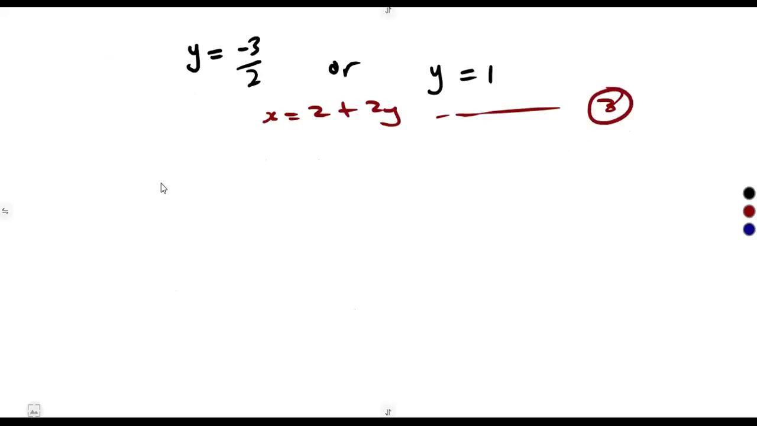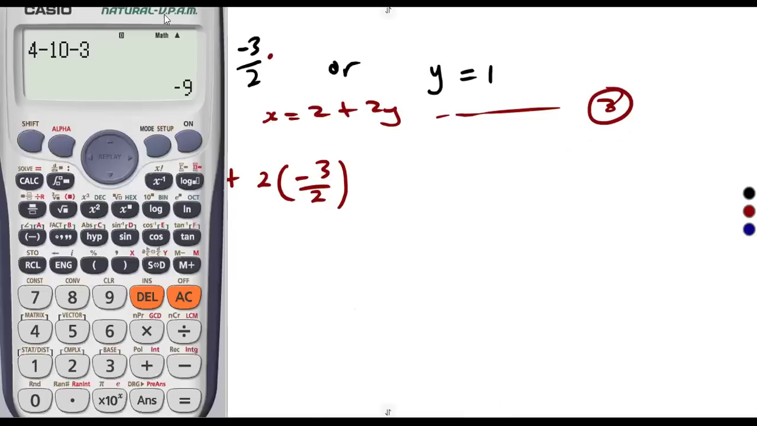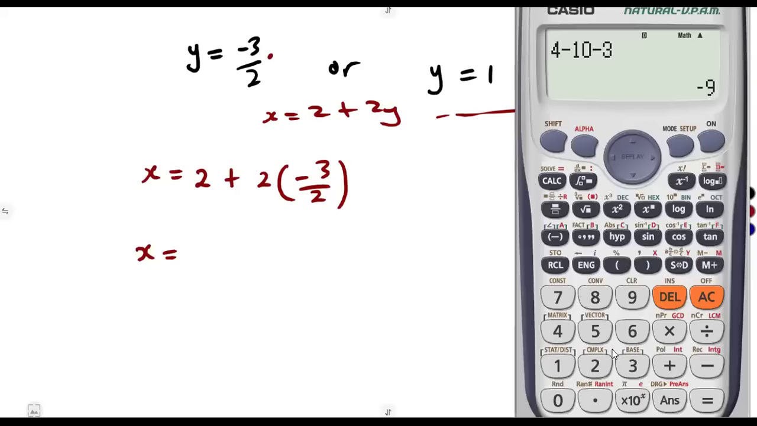So substitute the value of y that we are given. When y is minus 3 over 2, that's 2 plus 2 into minus 3 over 2. Guys, this is an exam situation where you are having a test. Use your calculator straightforward. 2 plus 2 into, open a bracket, minus 3 over 2, close the bracket. That's minus 1.